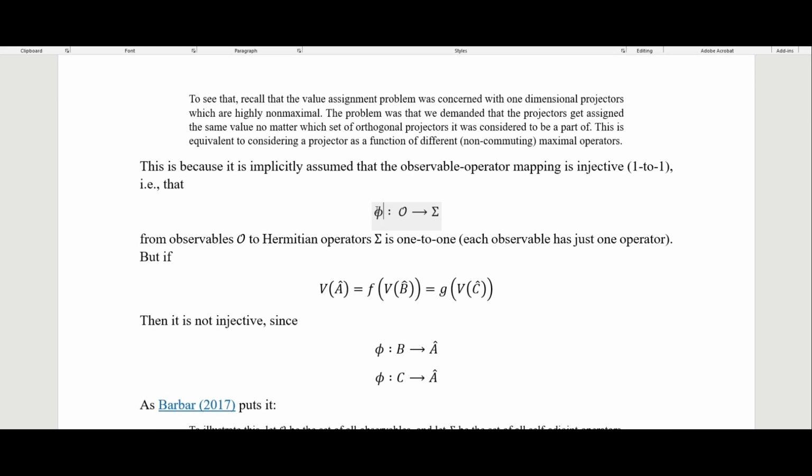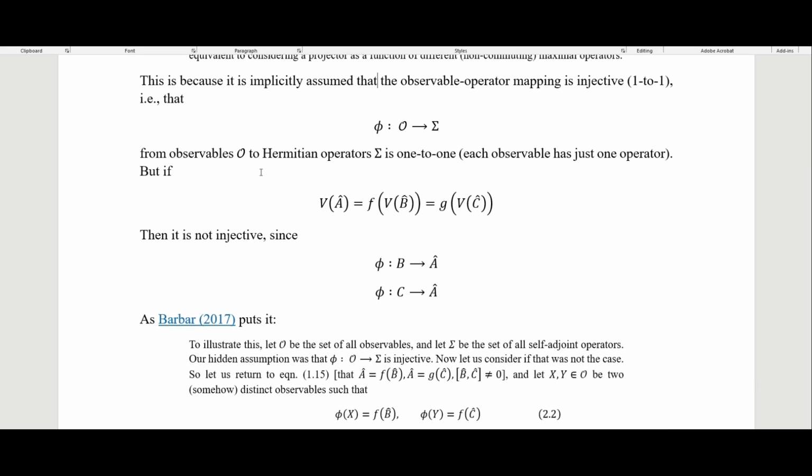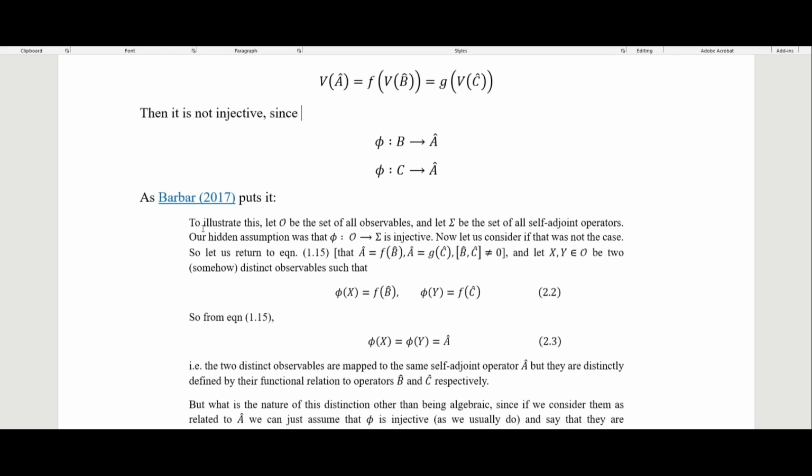So if we have this function here that maps our observables to our operators, sigma here, so from the observables to the Hermitian operators, one-to-one, then each observable has just one operator. But if we have this here, then it's not injective, since we have this function here and this function here, both taking B and C to our A operator here.